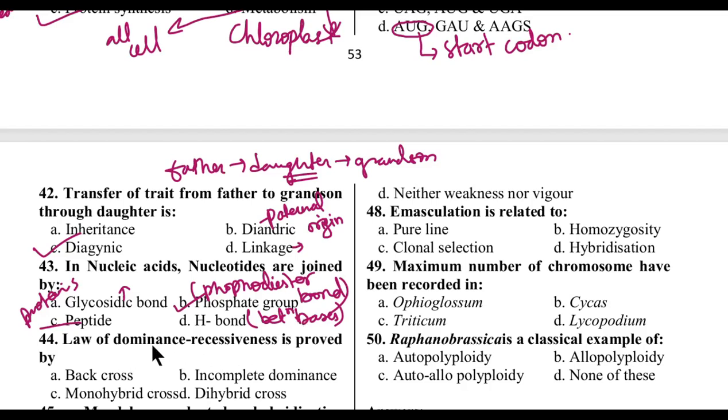Question number 44. Law of dominance and recessiveness is proved by obviously the monohybrid cross. In case of back cross, it is for testing the genotype. And incomplete dominance violates the law. And dihybrid cross is related with the law of independent assortment.